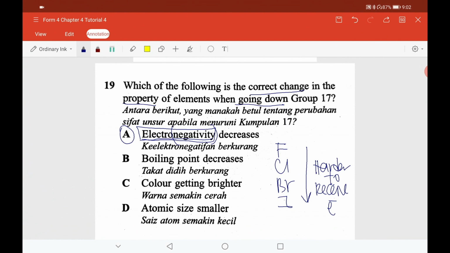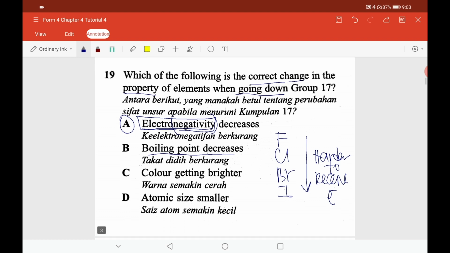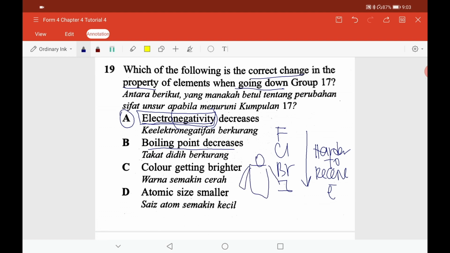If you're not sure, you can try answer B, C, and D. Boiling point decreases? No. For group 17, going down the group, the size will become larger and larger. When the size becomes larger, the force of attraction becomes stronger, so we need more and more heat. So melting and boiling point should increase. The color gets brighter? No, going down the group, the color becomes darker.